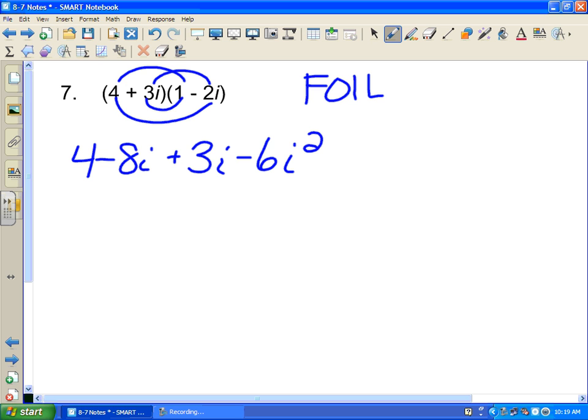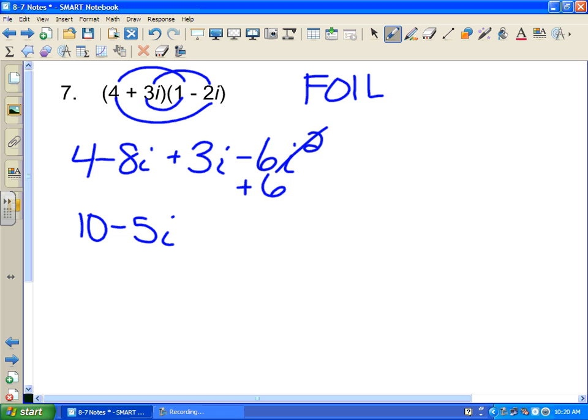Since I have an i squared, replace the i squared with negative 1. What does it become? 6. Yeah, just mark that out and change the sign. So plus 6. Now add like terms. 4 plus 6 is 10. Negative 8i plus 3i is negative 5i.